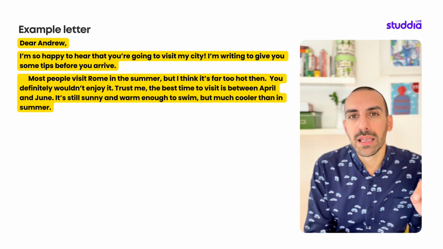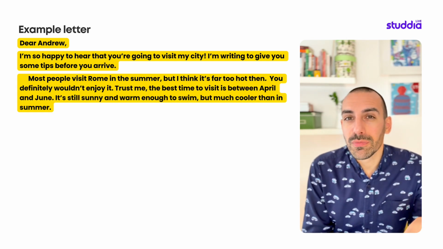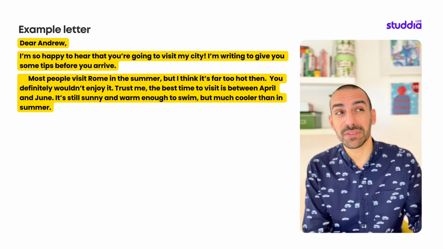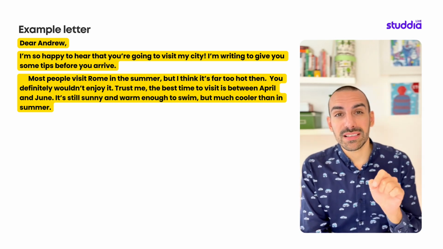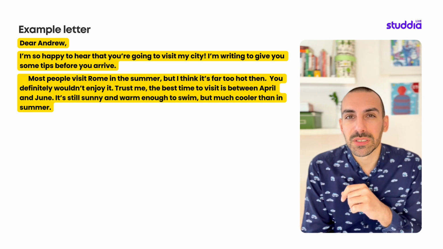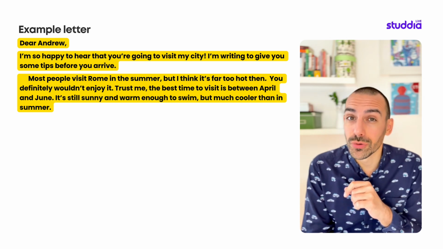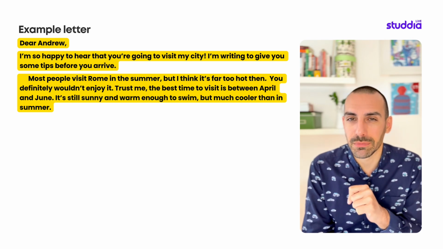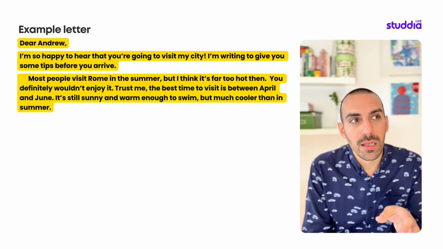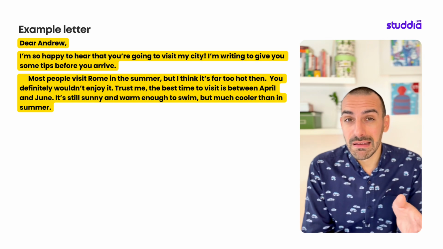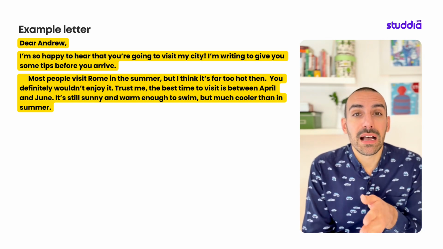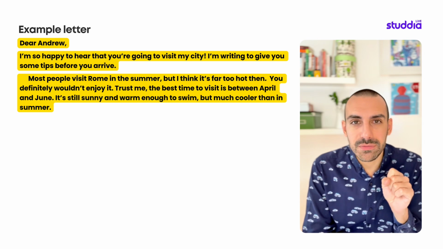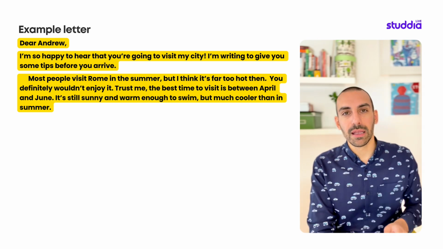And this one says, most people visit Rome in the summer, but I think it's far too hot then. You definitely wouldn't enjoy it. Trust me, the best time to visit is between April and June. It's still sunny and warm enough to swim, but much cooler than in summer. So here we've developed the first idea, recommending the best time to visit and explaining why. Next, moving to the second paragraph.